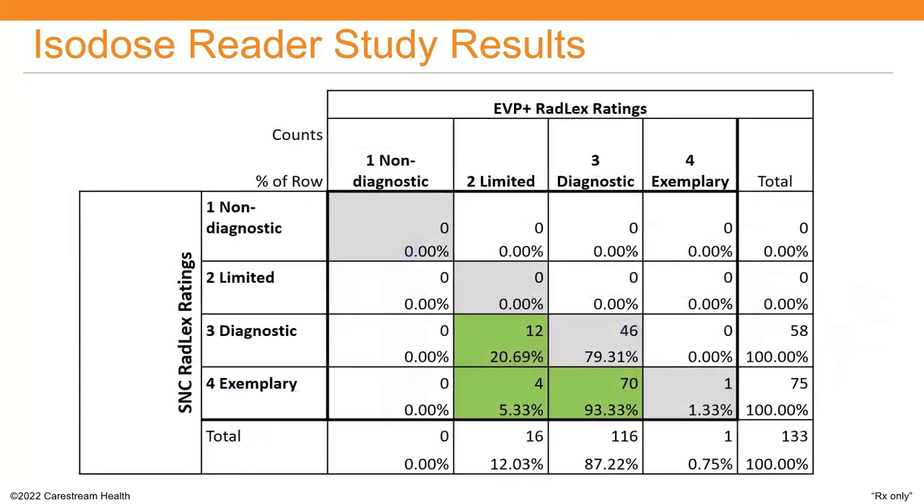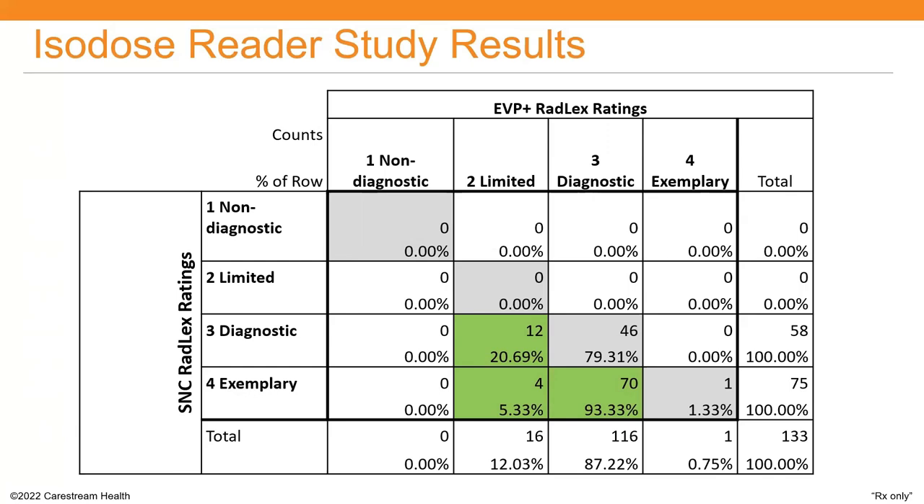The contingency table is a handy way of comparing raw diagnostic quality RADLEX image ratings of the EVP Plus processing versus the SNC processing. From this table, we can see, as indicated by all zeros above the shaded diagonal, there were 0 instances of EVP Plus processing alone being rated higher than EVP Plus with SNC.